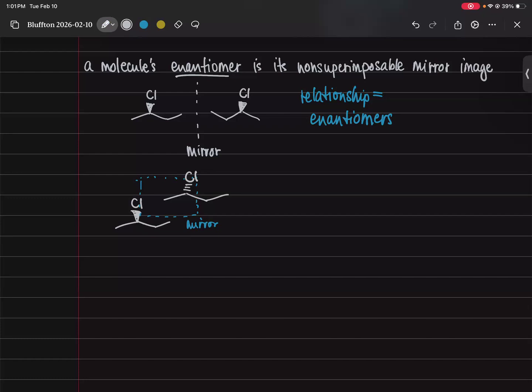This is easy, right? The skeleton, the shape of the molecule, has stayed the same. All we've done is switch the wedge and the dash. So wedge becomes hash, and hash becomes wedge. That is the easy way to generate a molecule's enantiomer: just take all of the wedges and dashes and flip them.